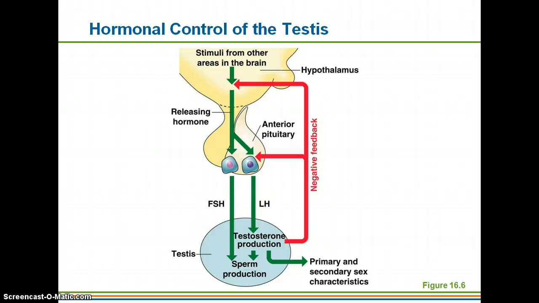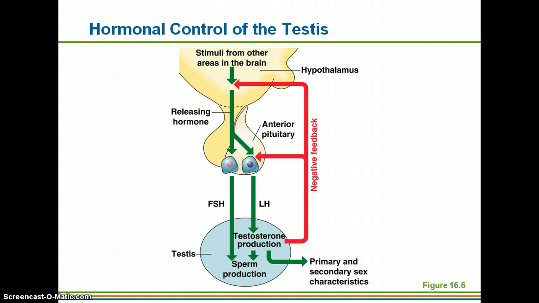And this is going to be controlled by negative feedback mechanisms. So here in the brain, here's our hypothalamus. Remember, we have the pituitary gland that branches off of it. The anterior pituitary releases both follicle-stimulating hormone and luteinizing hormone. The follicle-stimulating hormone is going to be the hormone that actually helps to increase sperm production. The luteinizing hormone is going to be the tropic hormone that actually is released to increase testosterone production.